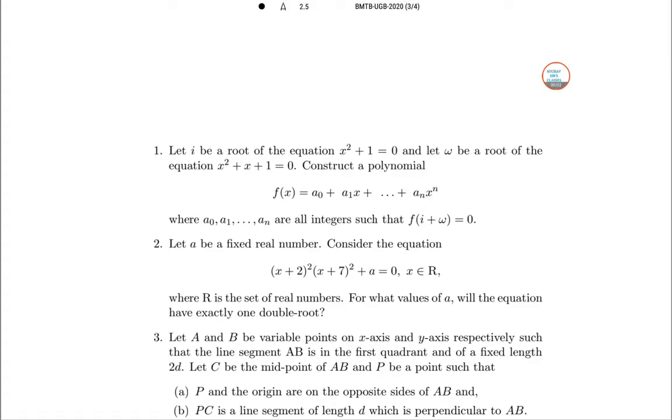Today's video is on the ISI 2020 question paper, subjective segment. As we know, the B.Stat and B.Math have the same paper, so I'll be concentrating on the first question.